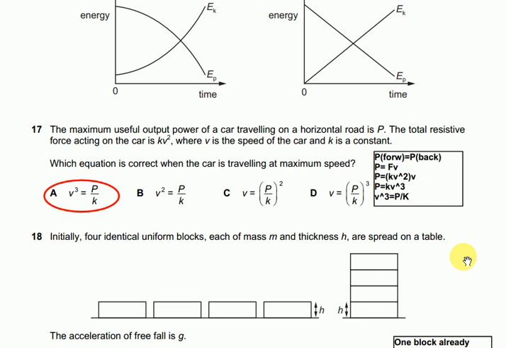So the forward power is P, it's already mentioned in the question, and the backward power can be calculated by F times V, where F is kV square, and multiplied by V becomes kV cube. So P equals kV cube. So V cube equals P over k. So A is the appropriate answer.